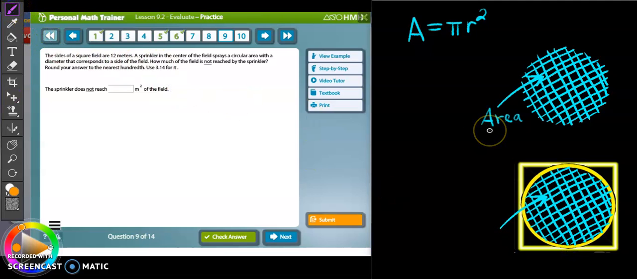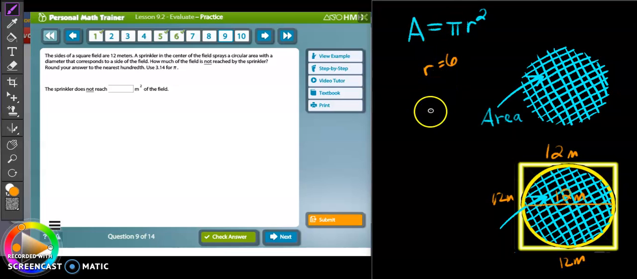and you know that the distance on the side of the square field is 12 meters. That means that this is 12 meters. This is 12 meters. Well, this is kind of helpful to us because you know now that this distance from here all the way across is 12 meters. That means that you know that the radius has to be half of that. So the radius of this problem is going to be 6.